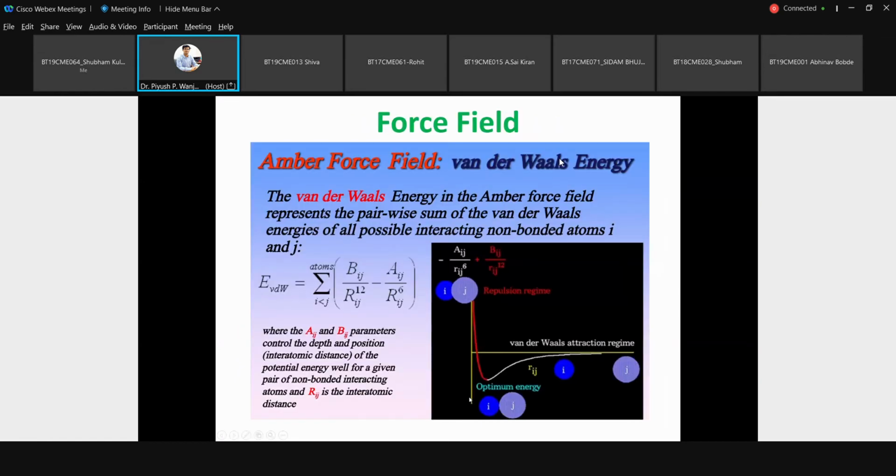Now in the same way, if you want to understand the van der Waals interactions, has any of you got an exact idea? You might have heard about this van der Waals energy, but what exactly is the van der Waals energy? What exactly is van der Waals interaction? What is its difference compared to the electrostatic interactions?